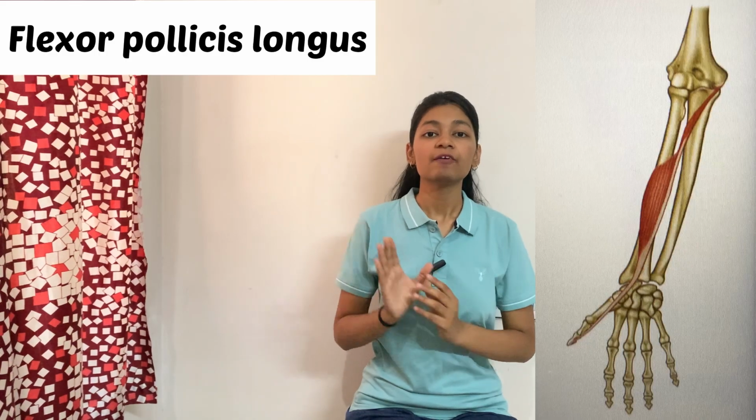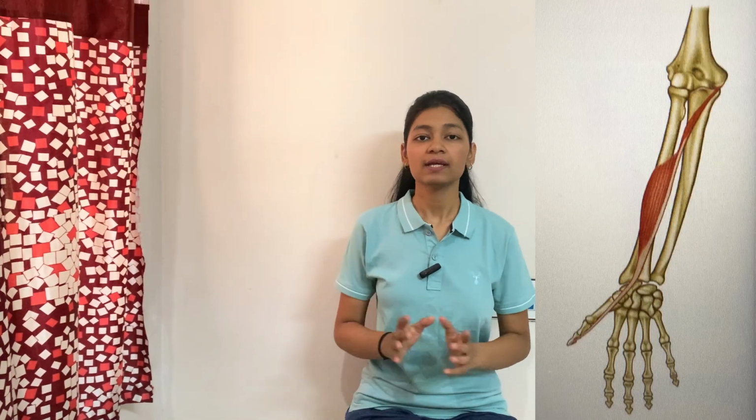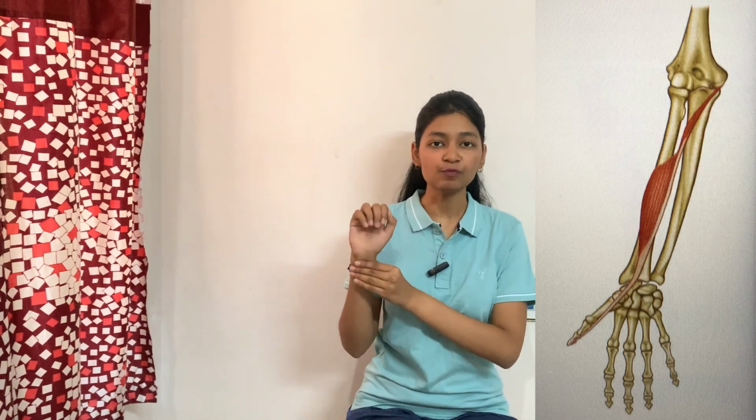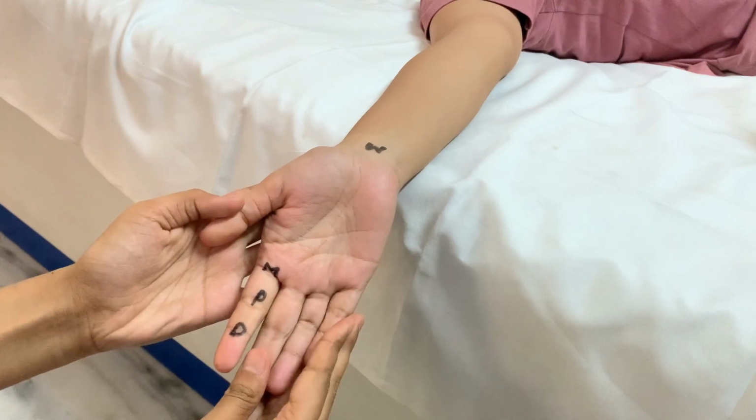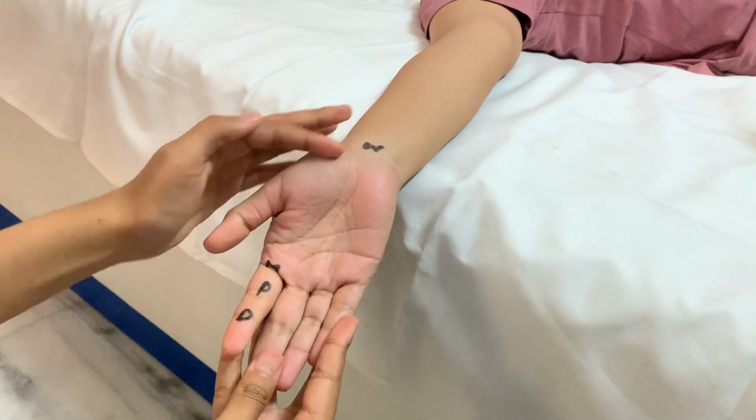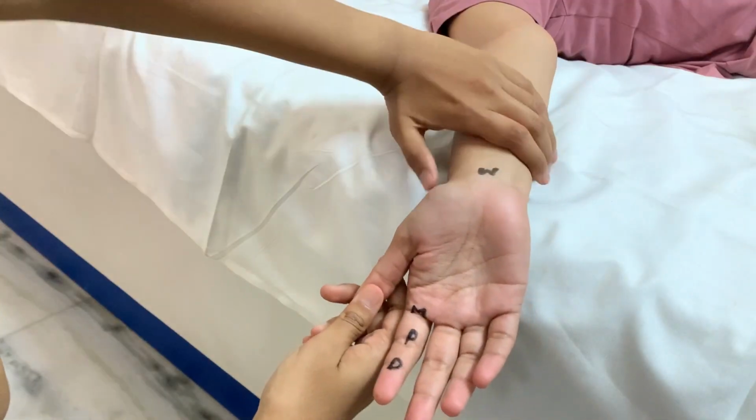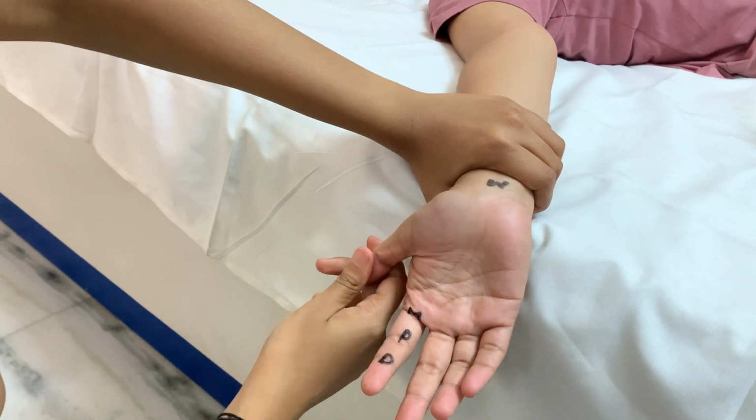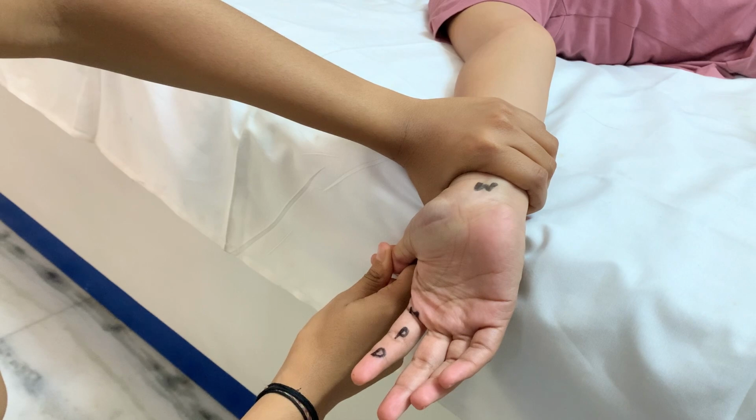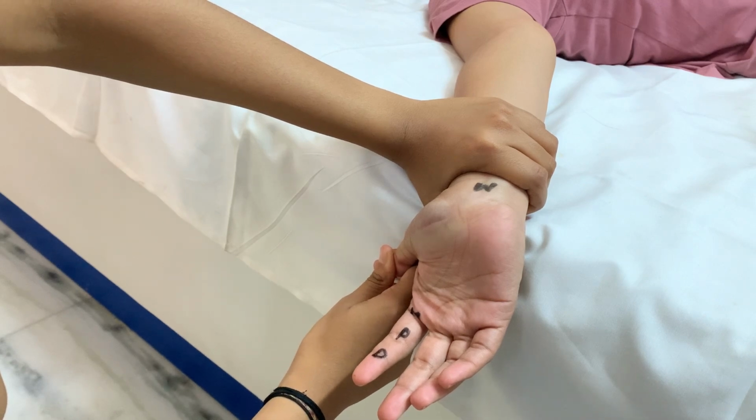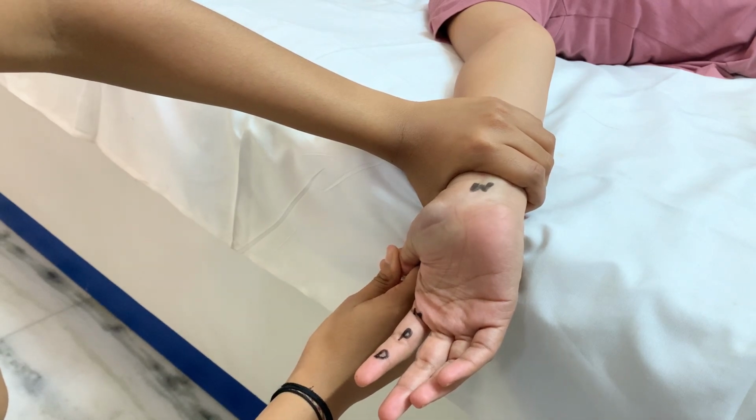Now I will cover the flexor group of thumb. So the first muscle will be flexor pollicis longus. This is also an extrinsic muscle and it helps in wrist flexion as well as flexion of thumb. Now to stretch the flexor pollicis longus, I need to extend the wrist as well as the thumb joint. I will perform it like this. I will extend the thumb as well as the wrist.